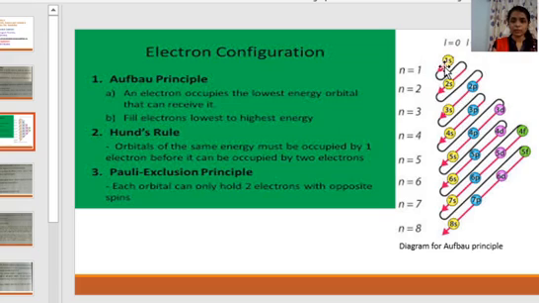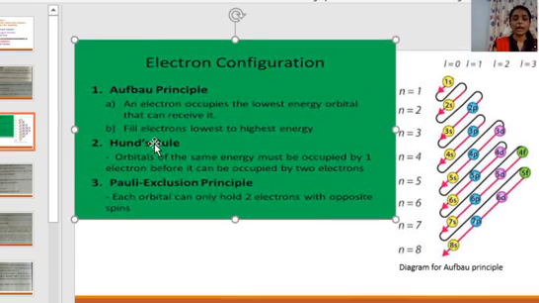This diagram gives us an idea of how the orbitals are filled, and in which order: 1s, then 2s, then 2p, then 3s, then 3p, then 4s, in this way. This also gives us the energy of the orbitals. This is the lower energy orbital, the lowest energy orbital, and this is the highest energy orbital.